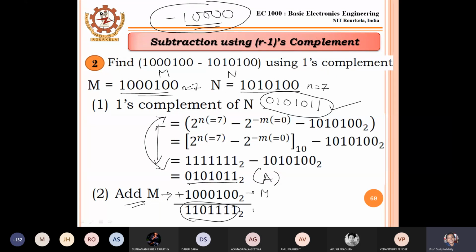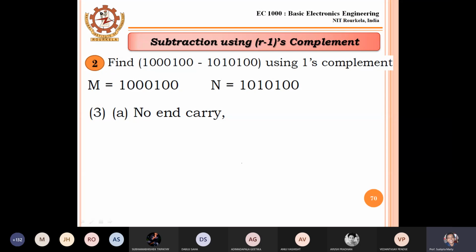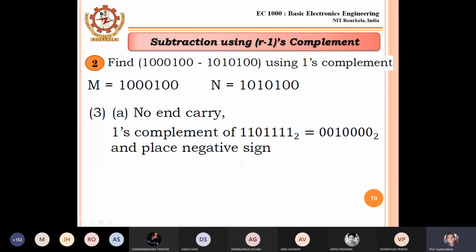How many bits? 1, 2, 3, 4, 5, 6, 7. 7 bits, and here we also have 7 bits. So no end carry. Oh, it should be B.